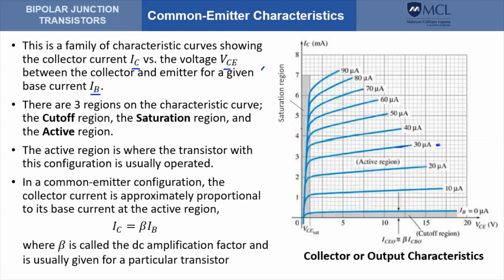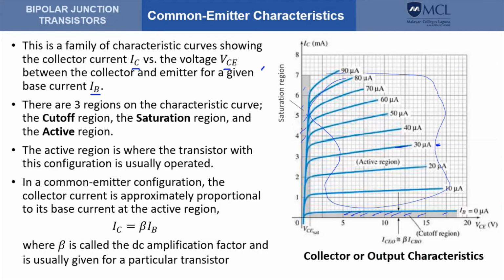Now in this family of curves, we have three regions. We have what is called the cutoff region, this one. We have the saturation region, so this area here, and we also have the active region, which is this region here. This is the region where the transistor usually operates, especially if it is used as an amplifier.